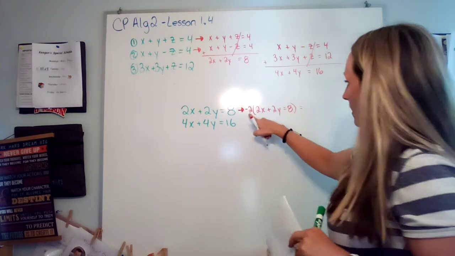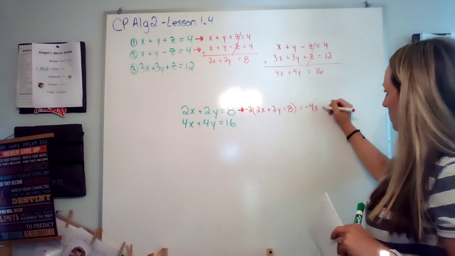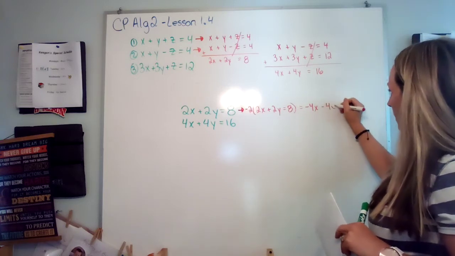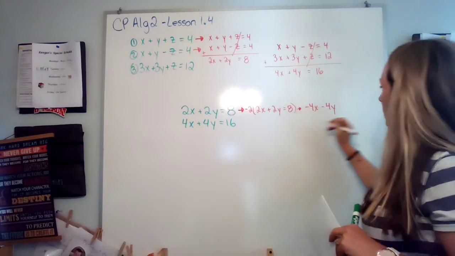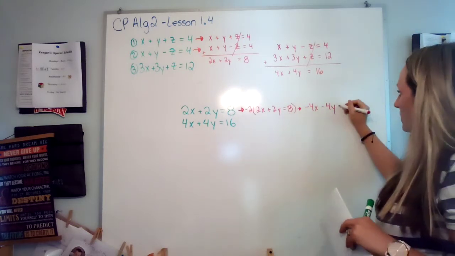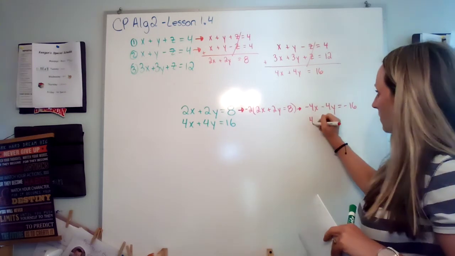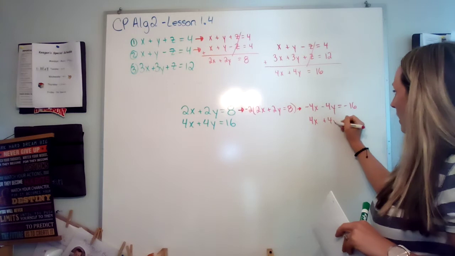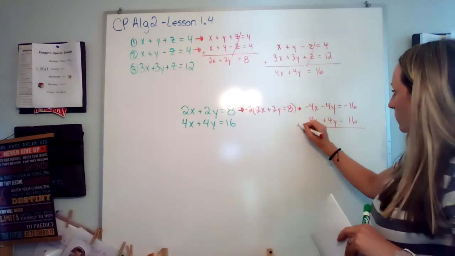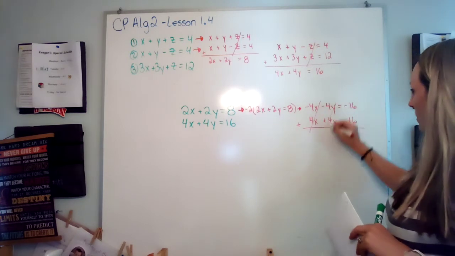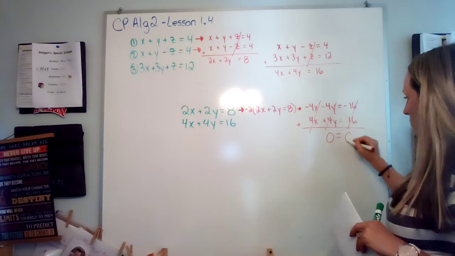When I multiply by a negative 2, I have negative 4x. Negative 2 times positive 2 is negative 4y. Let me not do an equal sign there, sorry guys, but an arrow. And then negative 2 times 8 is negative 16. This equation stays the same: 4x plus 4y equals 16. Let's add them together. And what happens? Eliminate, eliminate, eliminate. You're left with 0 is equal to 0.